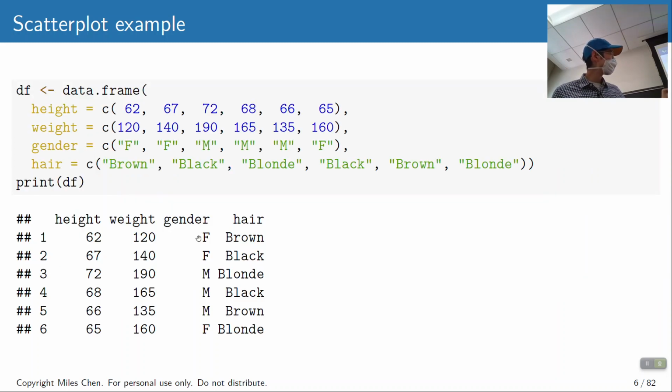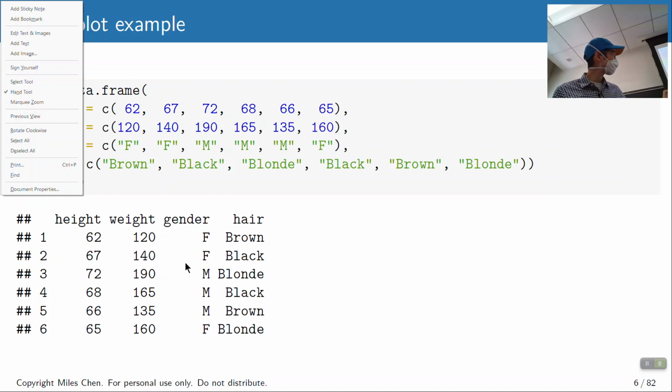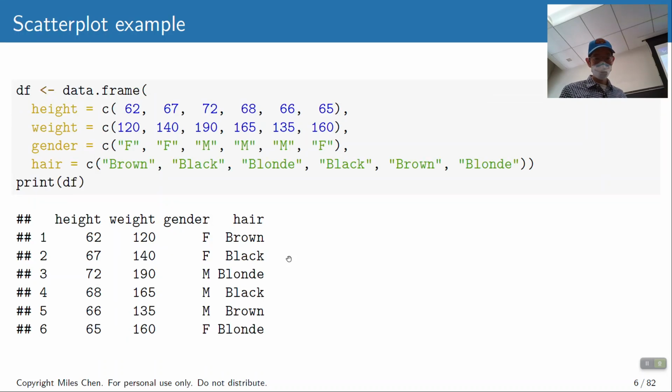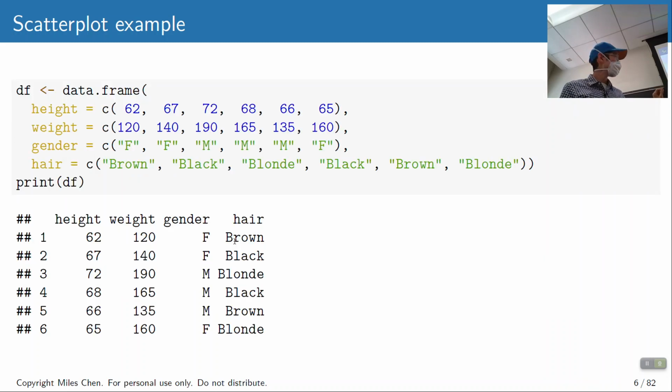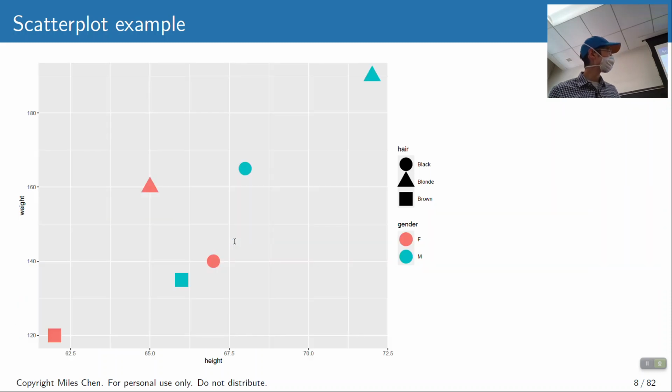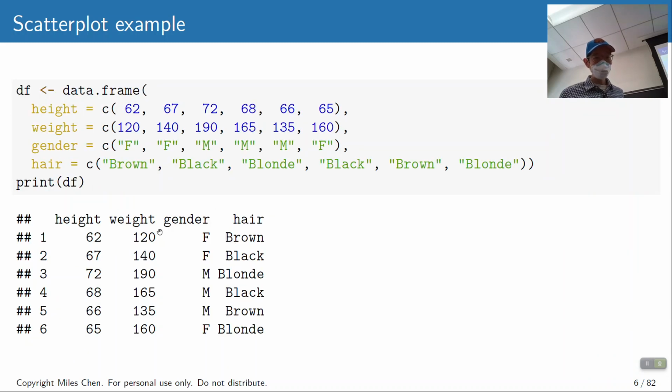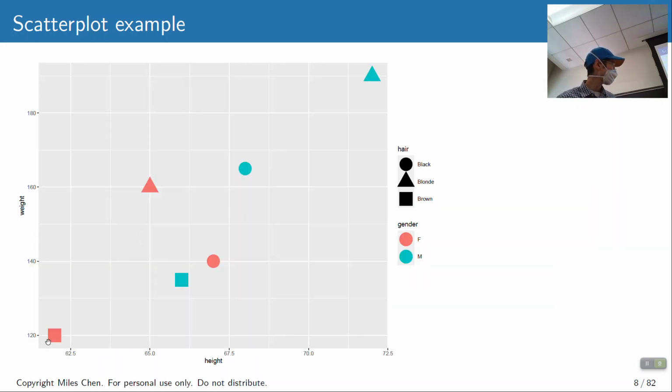And then we're going to say, take gender and map it to the color. And take hair, this categorical variable, and map it to the shape, okay? And so in our data set, when we do this, this is the resulting data visualization, okay? So this first person with a height of 62, a weight of 120, female, brown hair, shows up right here, okay? Height 62, weight 120, gender female being red, shows up here, and hair color brown, okay?